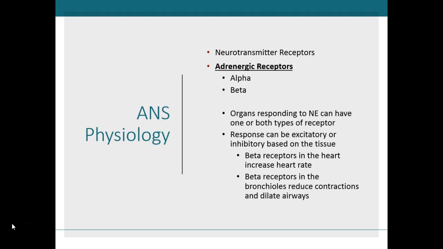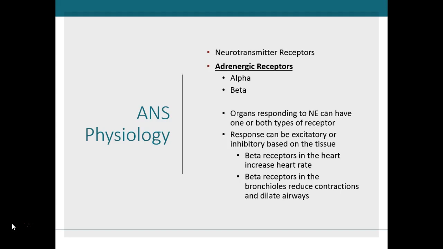The norepinephrine can either be released as a neurotransmitter by the sympathetic postganglionic neurons, or it can be released as a hormone by the cells in the adrenal medulla. So when the adrenal medulla releases epinephrine, it's released as a hormone. If the nervous system is releasing it, the epinephrine is a neurotransmitter.